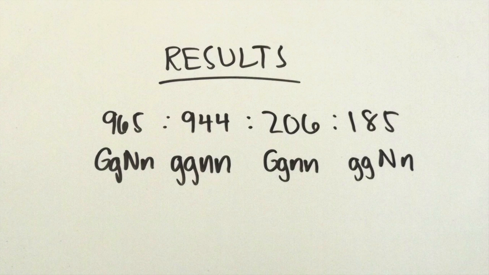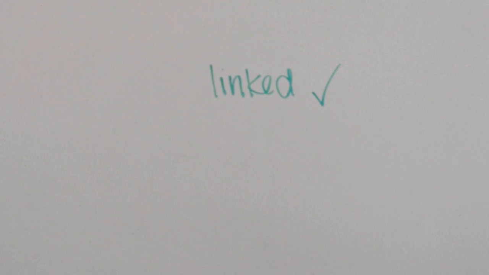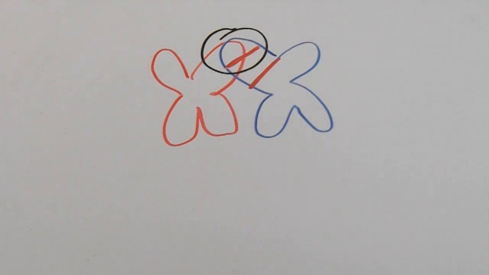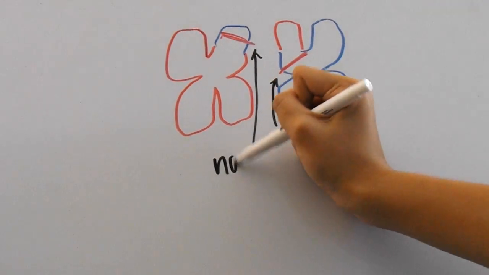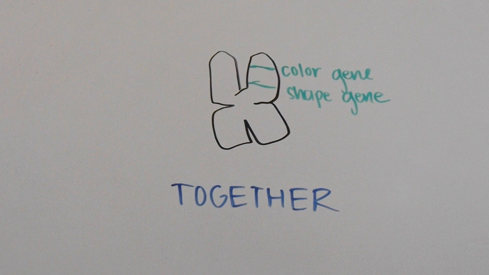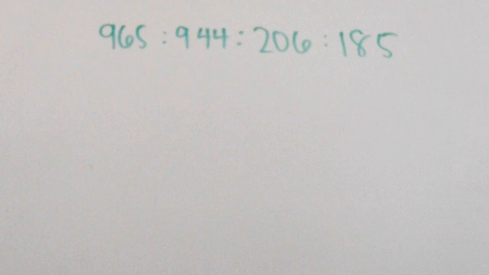So our results say that there are 965 offspring of the first genotype, 944 of the second, 206 of the third, and 185 of the fourth. This doesn't match up with either of the ratios. However, it does mean that the genes are linked because the numbers that we got are close to the ratios for the linked genes. The small numbers that we see for the recombinant offspring mean that there has been a small amount of crossovers that occurred separating the two genes. The reason the number is so small is because the genes were probably close together on the chromosome, so there would have been a small chance of them separating during a crossover.